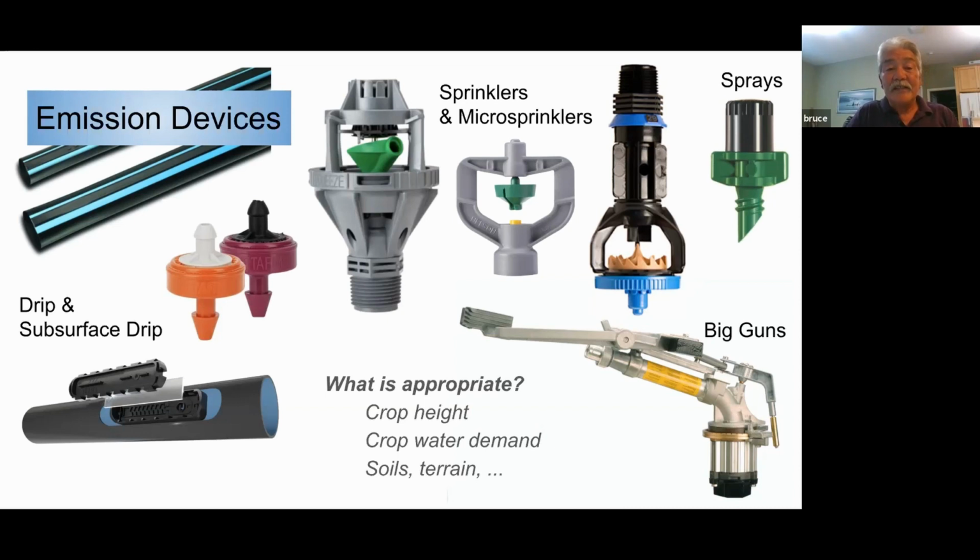So how do you select these things? Well, you're going to look at the crop height. You're going to look at the water demand for the crop. You want to look at soils and terrain, and that's going to help you in your selection process of what type of device you want.